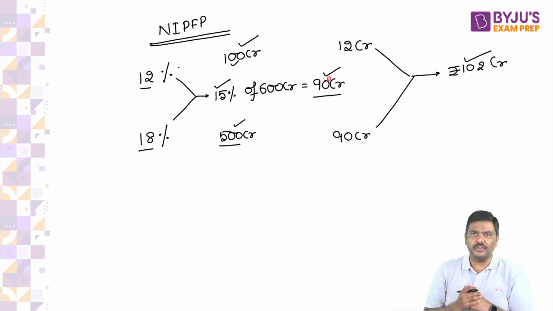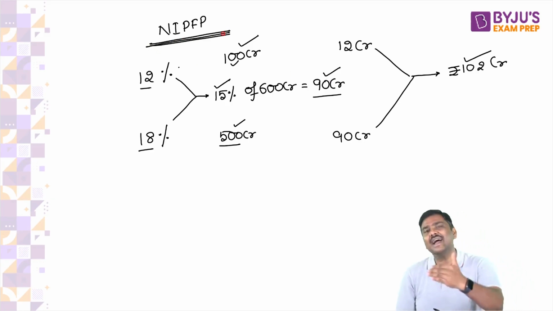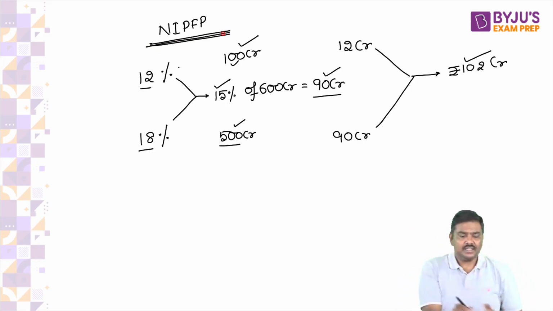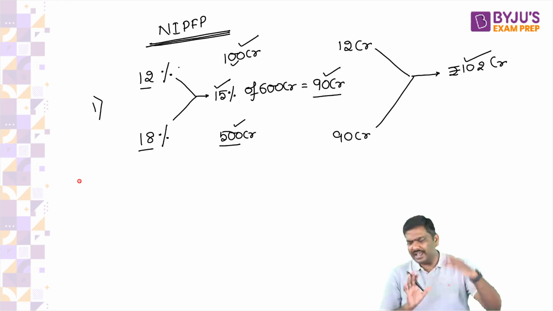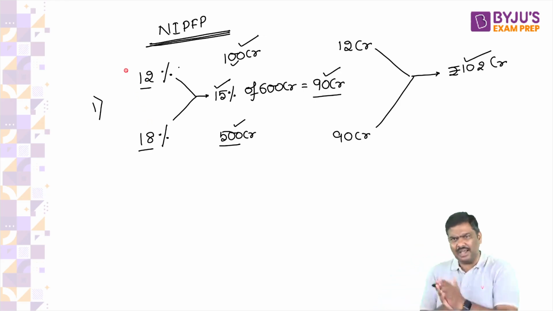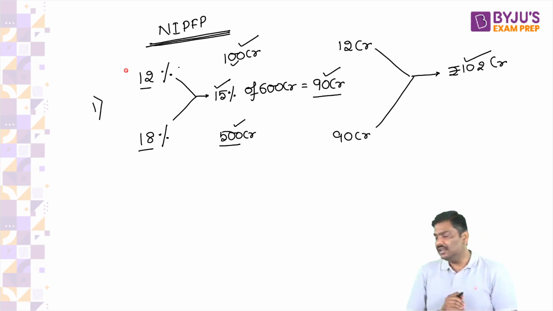Then what is the way forward? There is a recommendation given by NIPFP, National Institute for Public Finance and Policy. It says, first recommendation is, let's implement it. Let's merge 12 and 18% together and have a 15% GST rate. Now many of you will say, but sir, revenue losses.